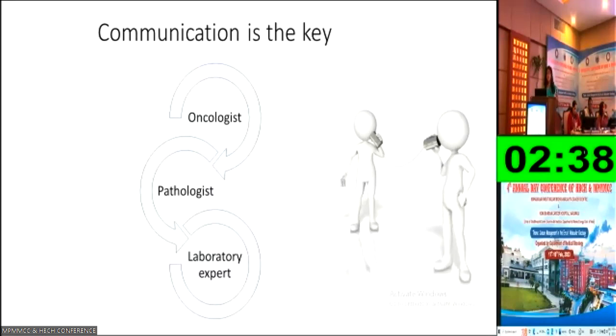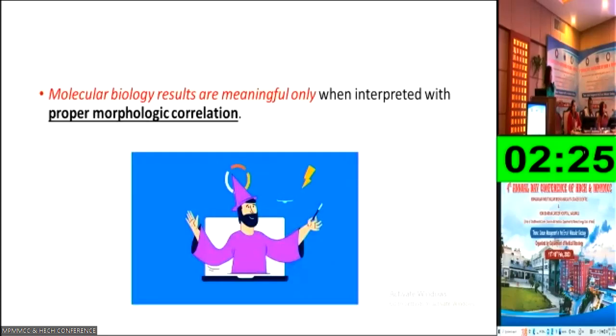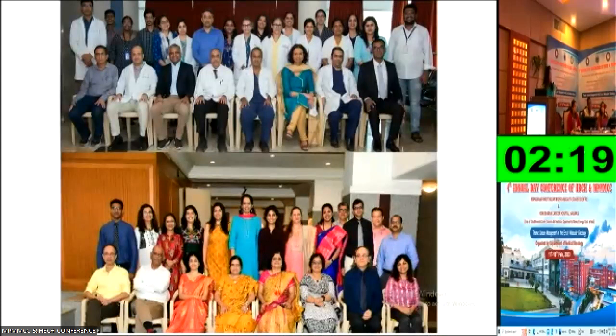Communication is the key. Always there should be good communication between the oncologist, pathologist, and the lab people, so that you can communicate what type of tissue it is. And if something is asked for NGS and it is not feasible, just communicate. You can do these IHC based markers quickly. And molecular biology results are meaningful only when interpreted in proper morphological correlation. With this, I would like to end my talk.